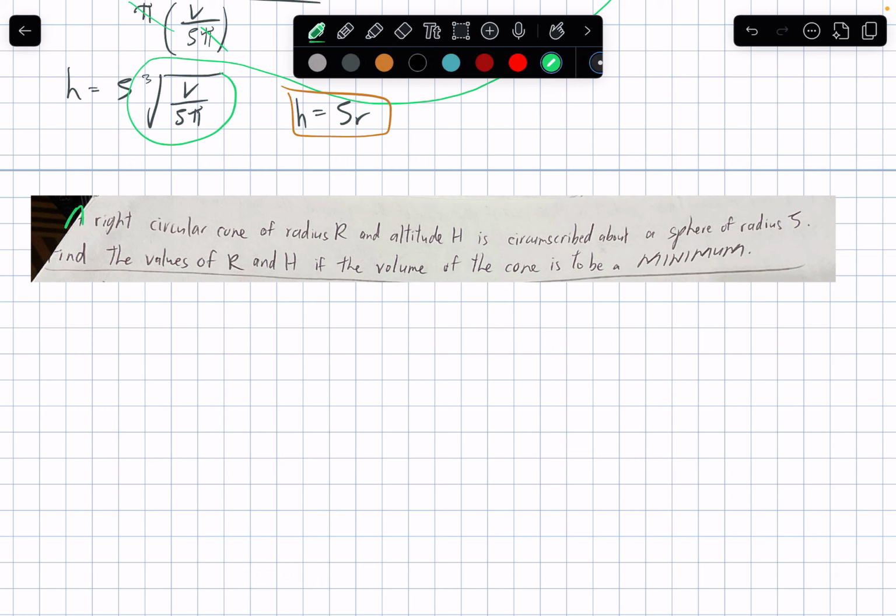So this is basically a right circular cone of radius r and altitude h circumscribed about a sphere of radius 5. We ought to find the values of r and h if the volume of the cone is to be a minimum. So let's first draw. This is our cone. It is circumscribed about a sphere, so a sphere is located inside.